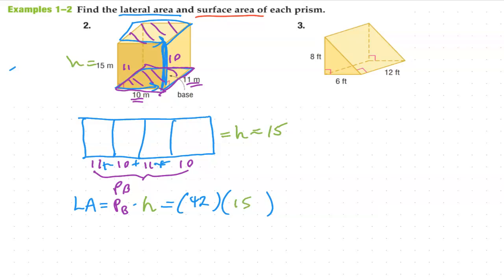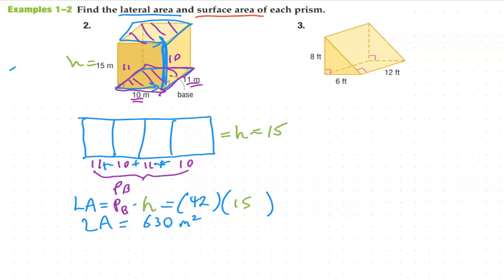So then I would do 42 times 15, which is, let's see, running this quickly in my head, the lateral area ends up being, let's see, 30 plus 600. So 30 plus 600 is 630. Okay, so that's the lateral area, and that is an area, so that'd be in meters squared.